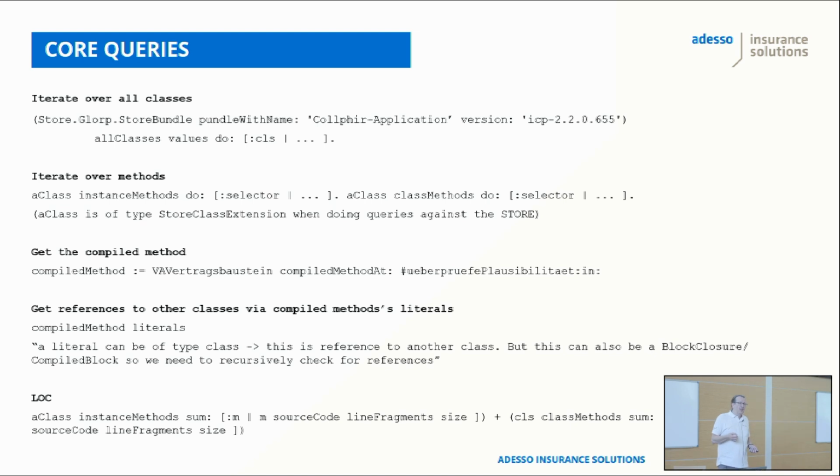But we were able to access the compiled methods of a class and then get a list of literals from that class. And if a literal is of type class, then we know, okay, well, this must be a reference to another class. So no big deal. The main challenge was that these literals could also be blocks, compiled blocks or something like that. So we would need to recursively call this to identify the whole number of references to other classes in the method. So no big deal at all. And of course, finally, we needed to calculate the number of lines of code and number of methods in the class and so on. So everything is pretty basic stuff.